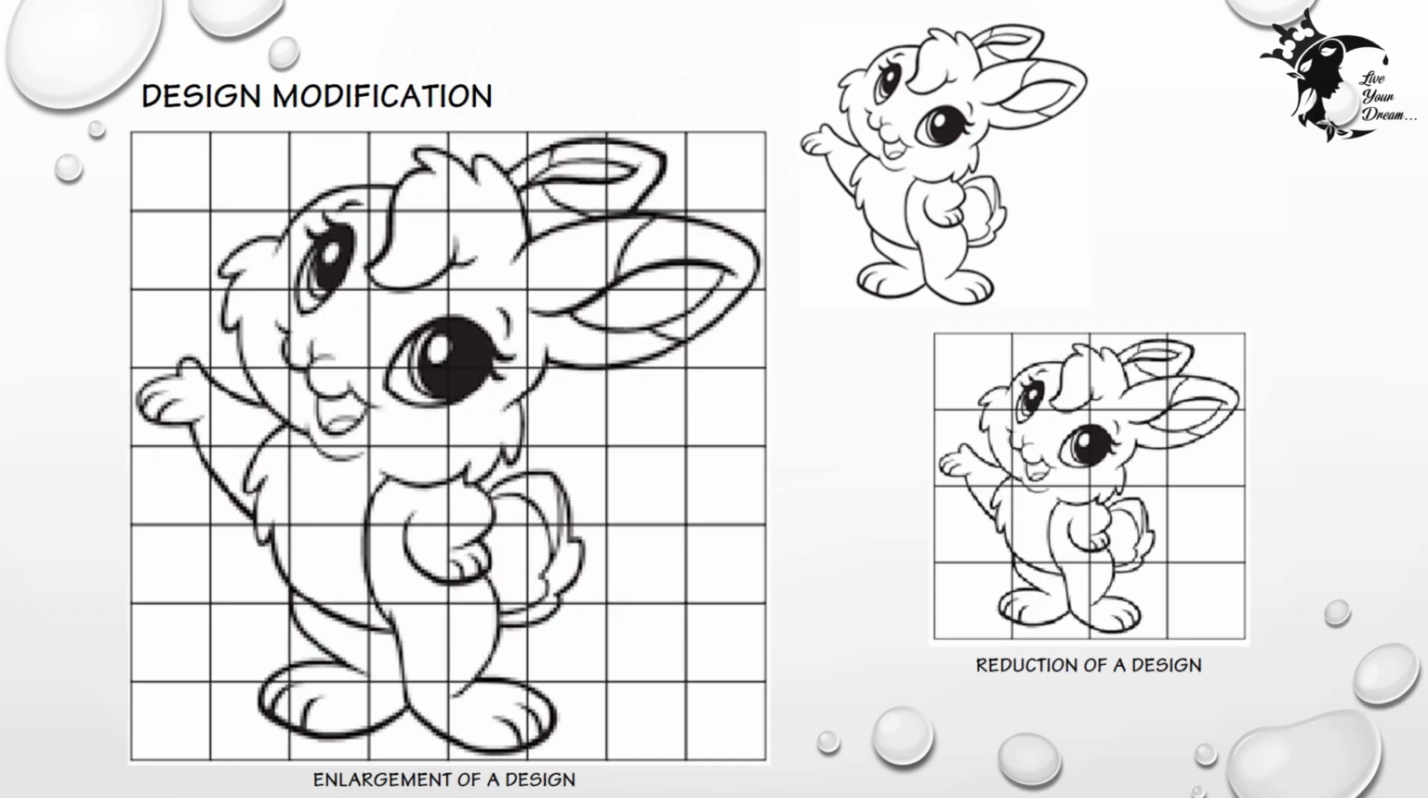Design modification, enlargement and reduction of a design. The idea behind enlarging and reducing a design is to be able to use one motif on different shapes and sizes of articles. There is a method to enlarge or reduce it. It is by following the position of the outline on the squares so that the drawing stays in proportion. That is, each part is increased by the same amount of width and height. This is because the squares are of the same shape but are larger in size.